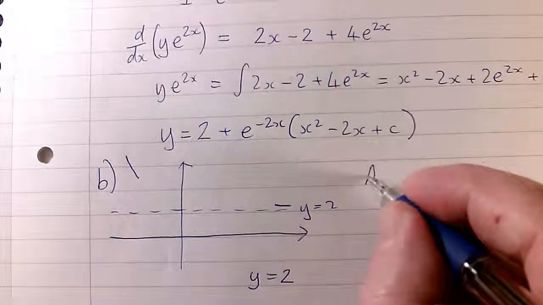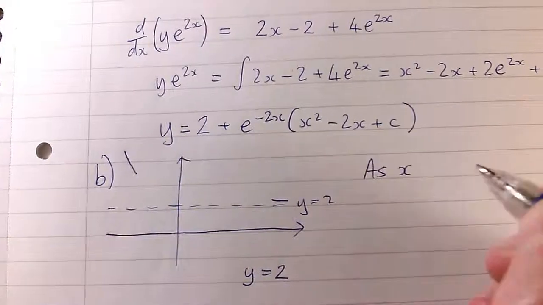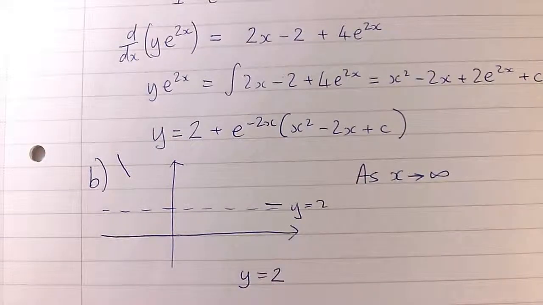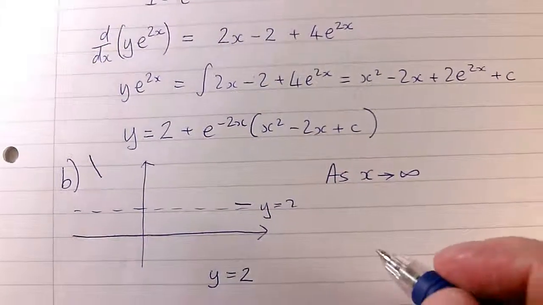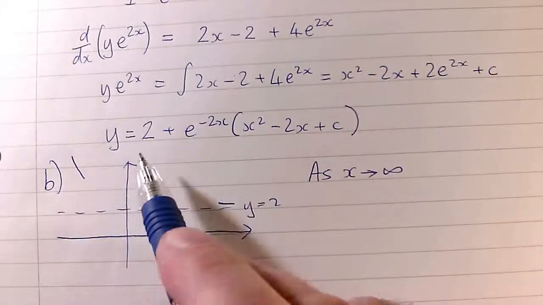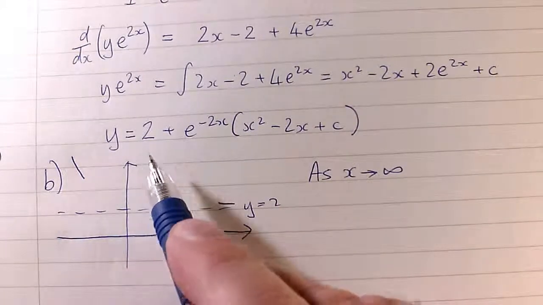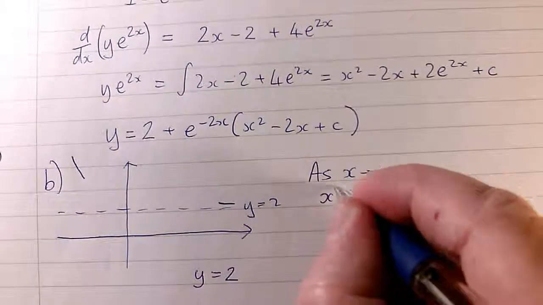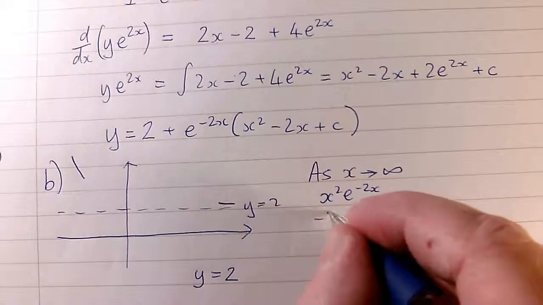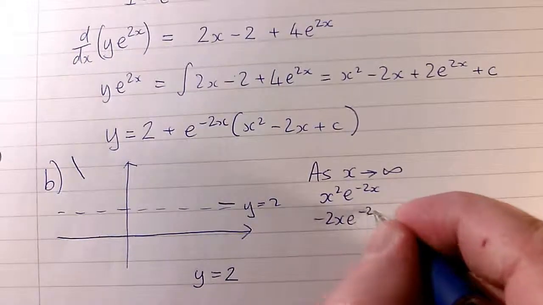Okay. So anyway, my asymptote is going to be y equals 2, but the justification for that has to be discussing what happens as x tends to infinity. So large positive x means that x is tending to infinity. So now we're using the language of limits. Okay, so I need to think about the limit of, well, 2 doesn't have x's in, so I don't need to consider that one. I need to think about x squared e to the power of minus 2x. I need to think about minus 2x e to the power of minus 2x.